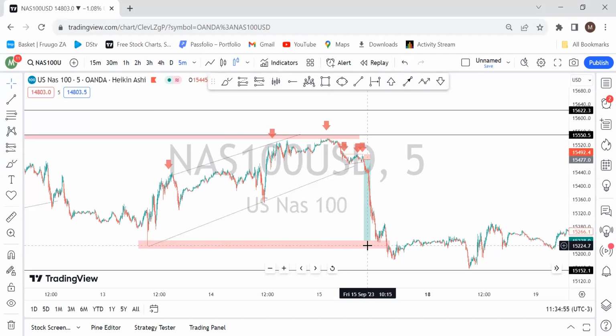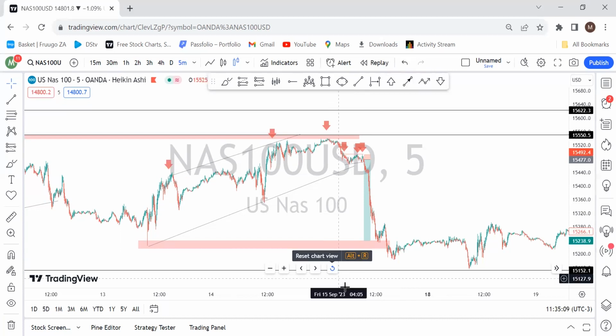Let me just close the sliding door because it's so loud outside. Okay, that is so much better. Now we can focus. Okay, cool.